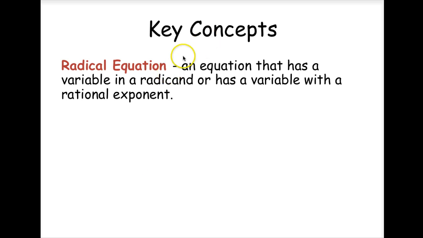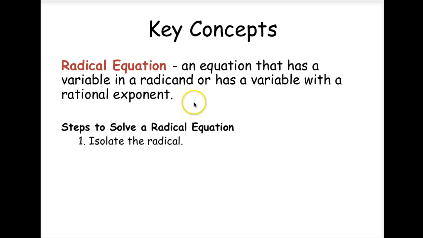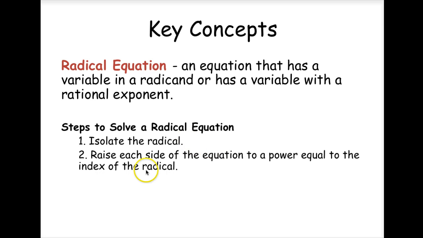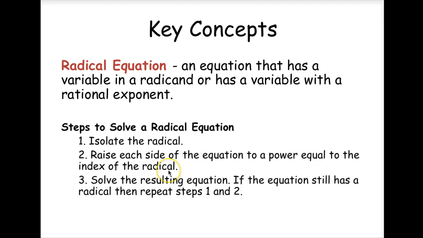Key concepts for this lesson. A radical equation is an equation that has a variable in a radicand or has a variable with a rational exponent. There are steps to solve a radical equation. The first thing you want to do is try to isolate the radical. So if there's anything added to, multiplied, subtracted from, or divided, you need to do the inverse operation in order to move it. Then you raise each side of the equation to a power equal to the index of the radical. Solve the resulting equation, and if the equation still has a radical, then repeat steps 1 and 2. Check your answer.